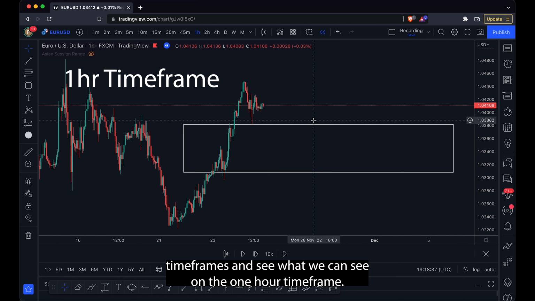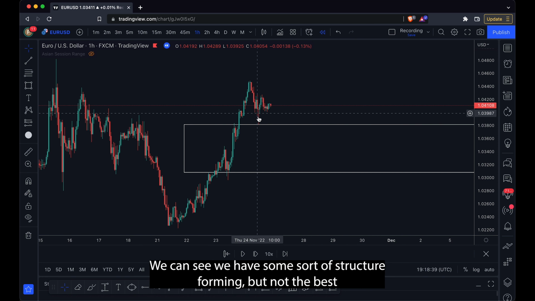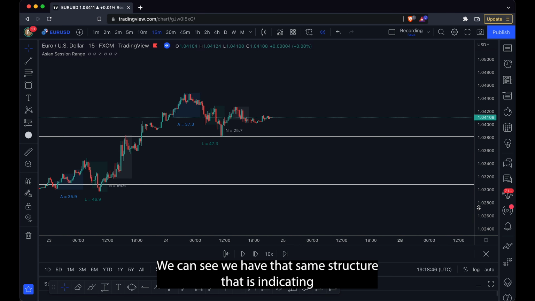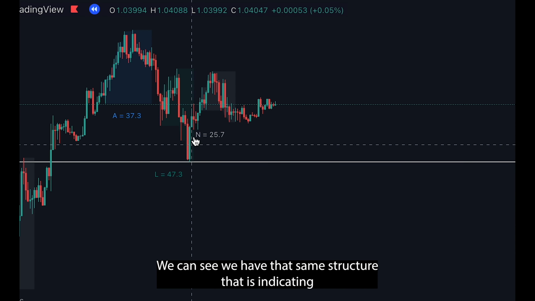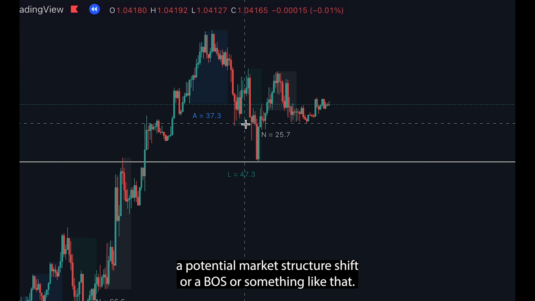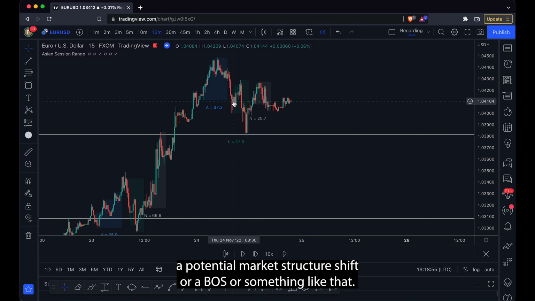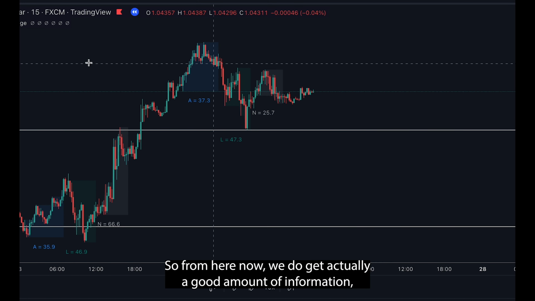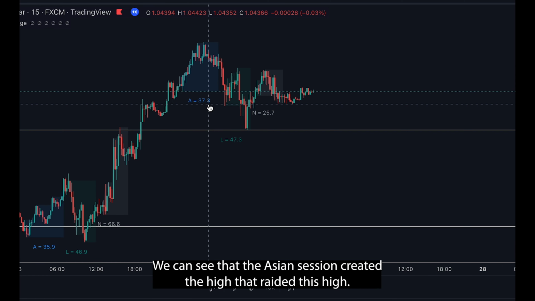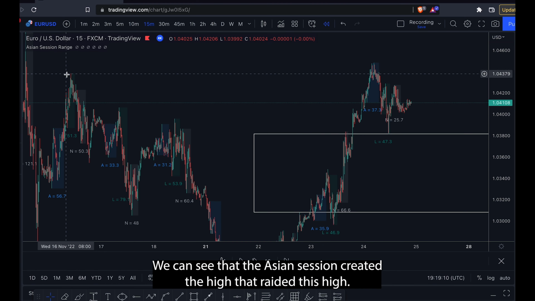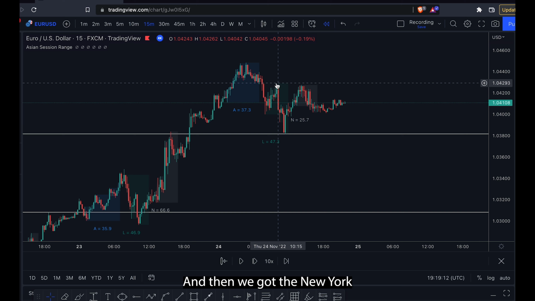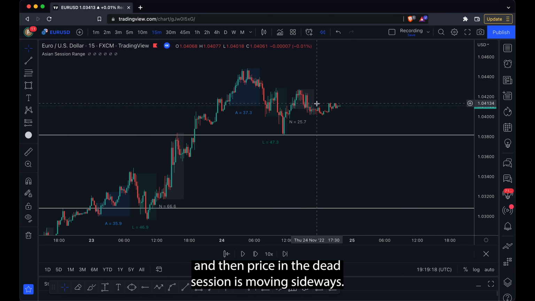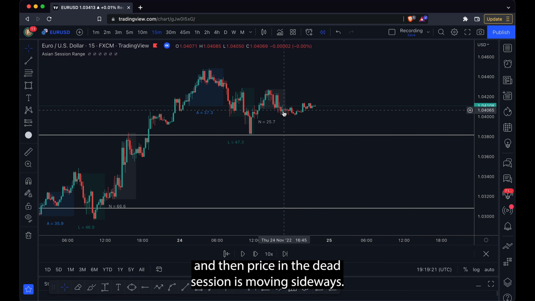On the 1-hour time frame, we can see we have some sort of structure forming, but not the best. Dropping down to the 15-minute time frame, we can see that same structure indicating a potential market structure shift or a BOS or something like that. From here we do get a good amount of information, especially using this indicator. We can see that the Asian session created the high that raided this high, then we got the London continuation, then a New York sort of reversal here, and then price in the dead session is moving sideways.